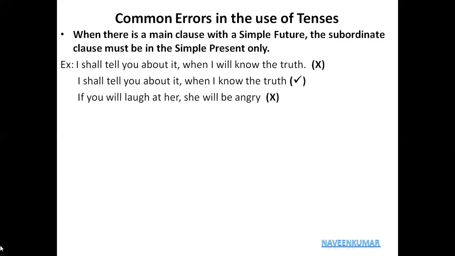If you will laugh at her, she will be angry. Okay, that's the wrong one. So if the main clause is in simple future, the subordinate clause should be in simple present. So what is the right form of that sentence? If you laugh at her, she will be angry. She will be angry is the main clause. Okay, so the subordinate clause is if you laugh at her. So that should be in simple present tense.